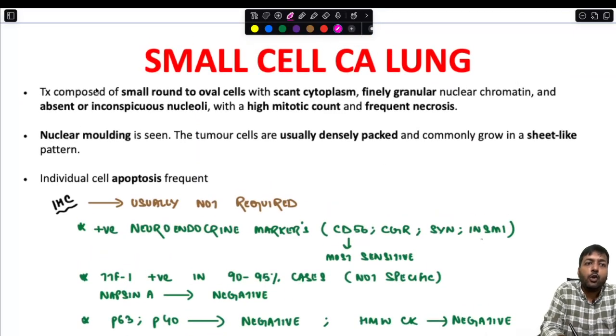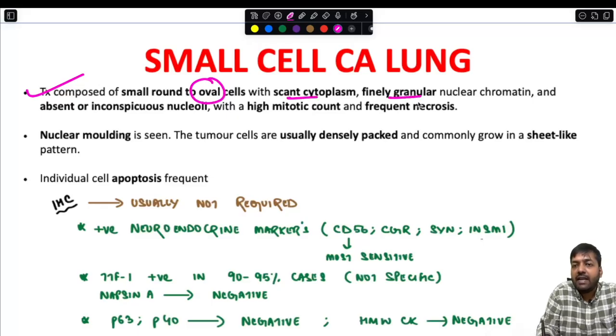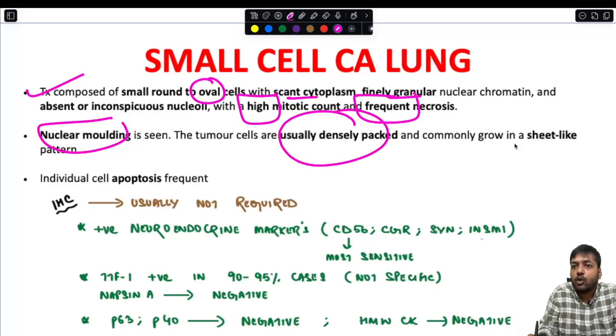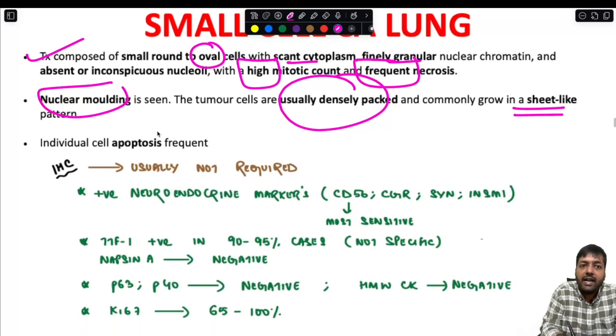Very importantly, the tumor is composed of small round to oval cells with scant cytoplasm, finely granular nuclear chromatin, and absent or inconspicuous nucleoli, with high mitotic count and frequent necrosis. Nuclear molding is seen, as I have highlighted. The tumor cells are usually densely packed and commonly grow in a sheet-like pattern. Individual cell apoptosis is frequent, as I have highlighted to you.